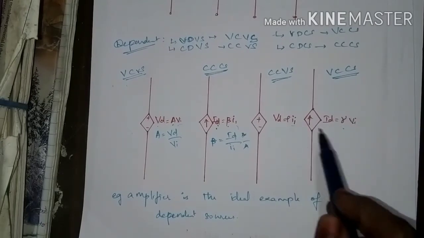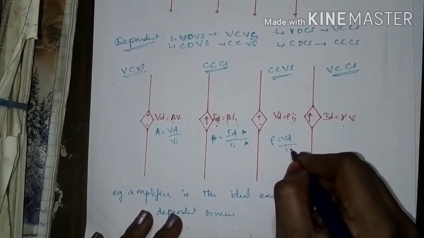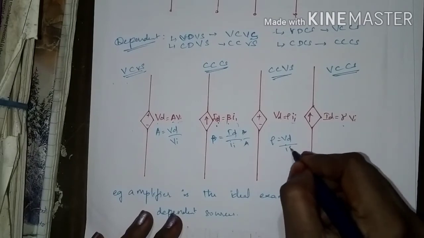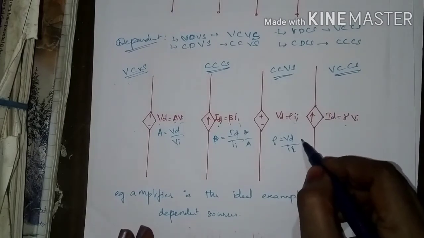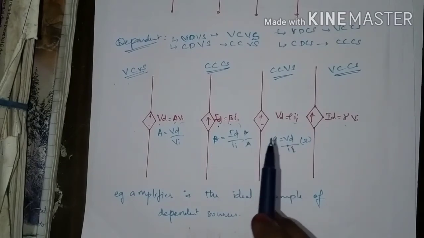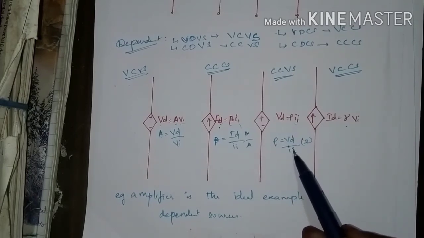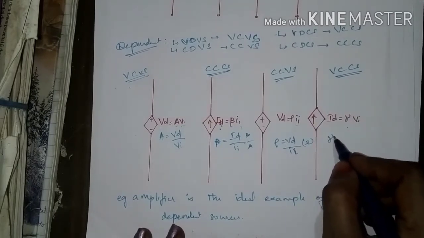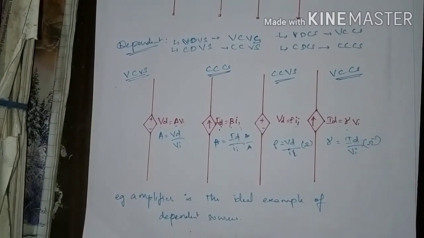Here in this case, the dependency factors will have units. This rho is equal to Vd divided by I1, which has a unit of ohms. This does not mean that rho represents a resistor. It is simply the factor that relates a controlled voltage and a controlling current. Similarly, gamma is equal to Id divided by Vi, which has a unit of ohm inverse, or mho.